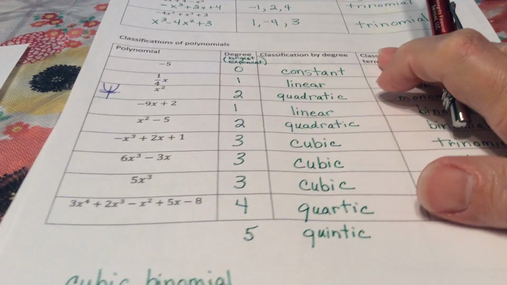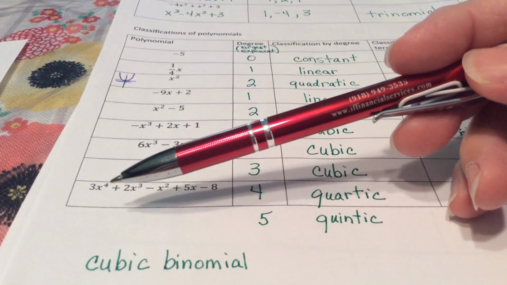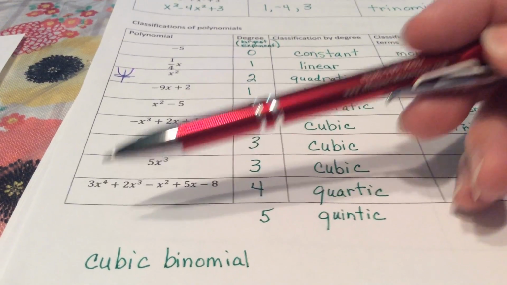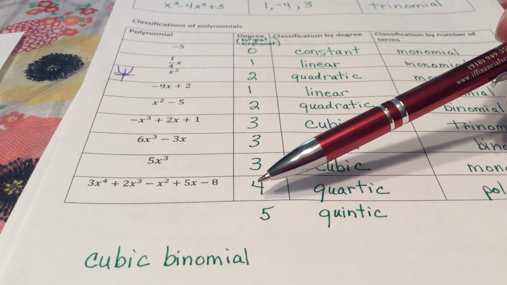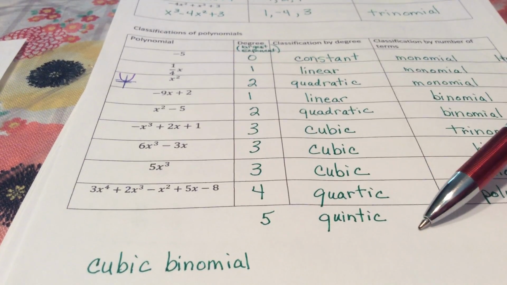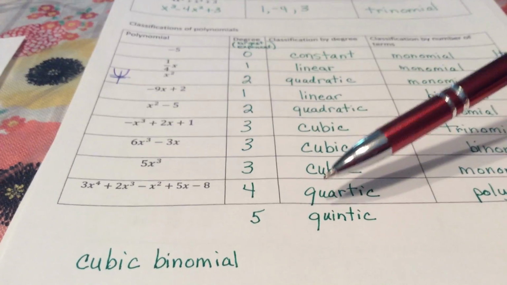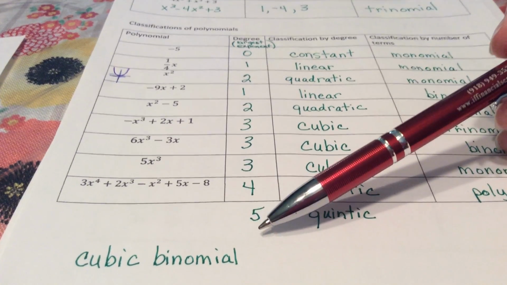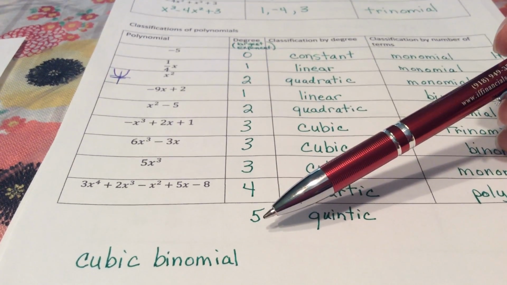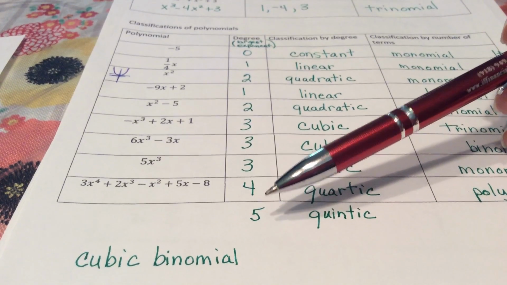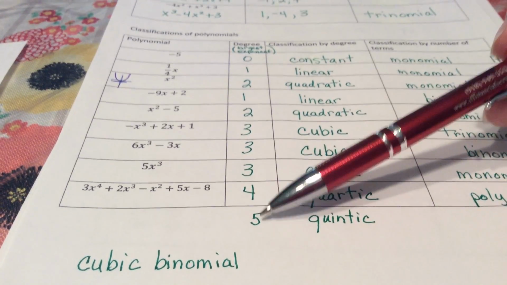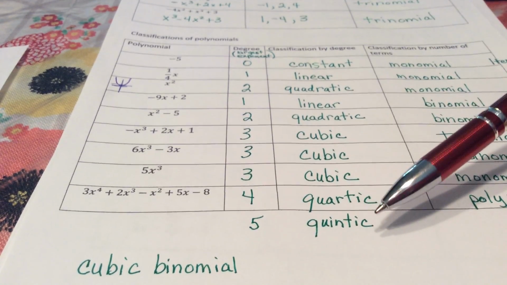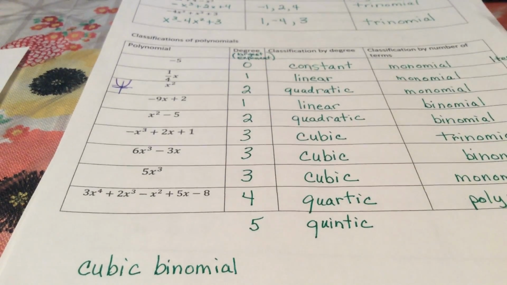The next one has a largest degree of 4. There are 4 quarts in a gallon. On this one, with a degree of 4, it is quartic, Q-U-A-R-T-I-C. I didn't give you an example with 5, but I think there is one on your assignment. If you have a 5th degree equation or polynomial, that is called quintic. Q-U-I-N is a prefix for 5.